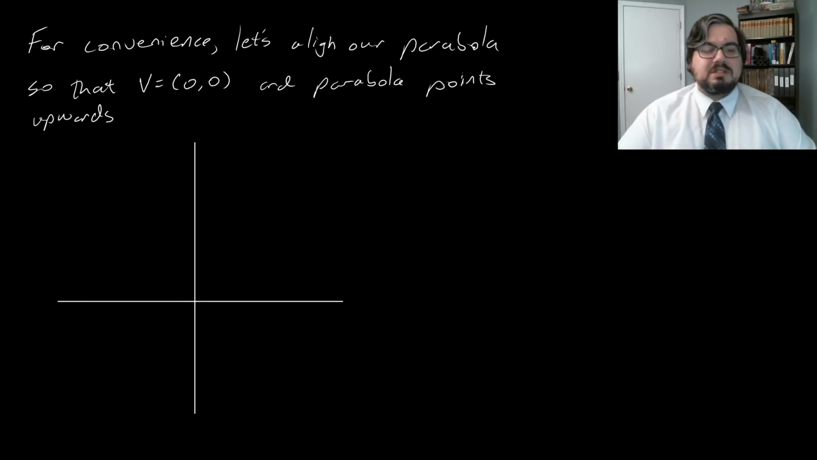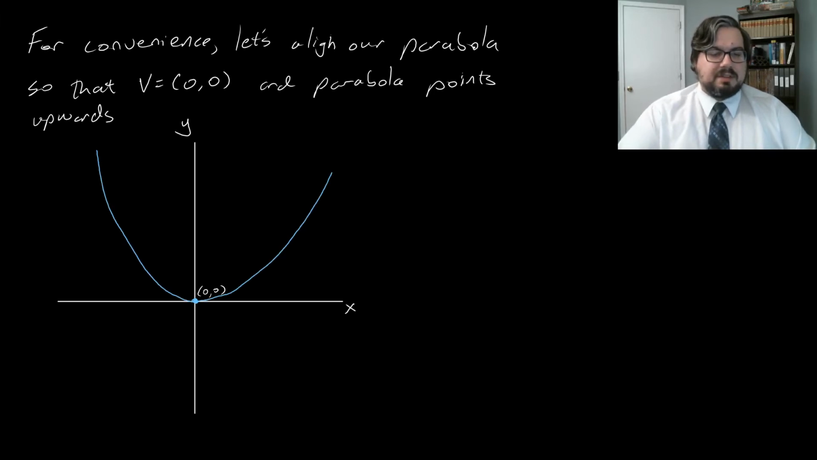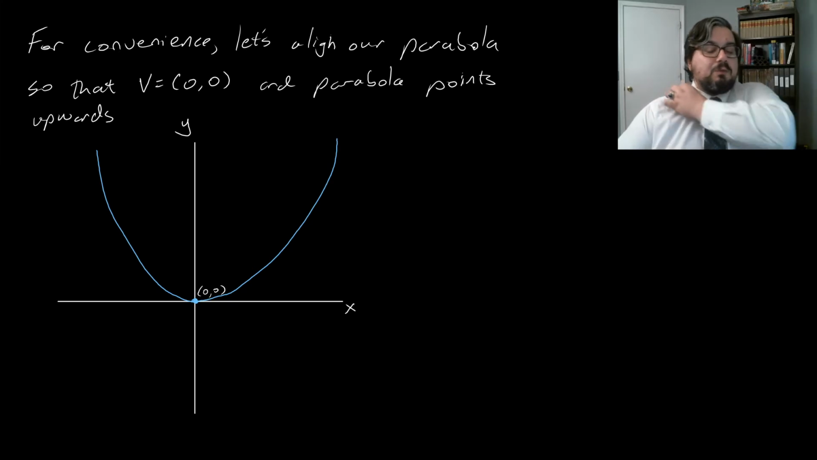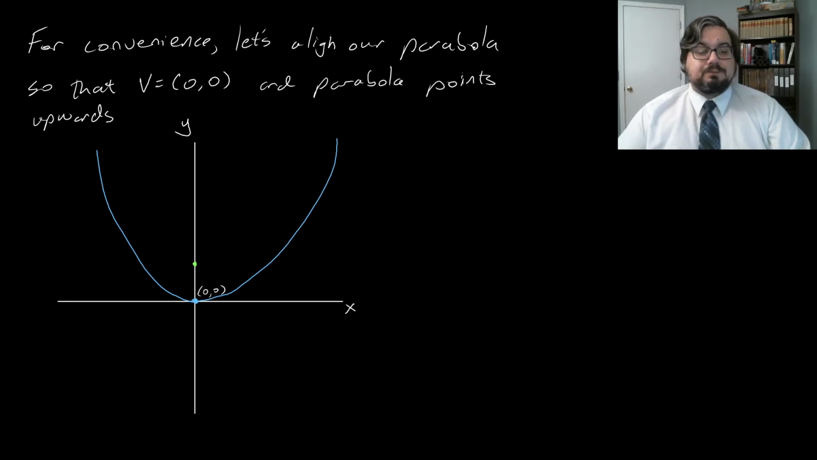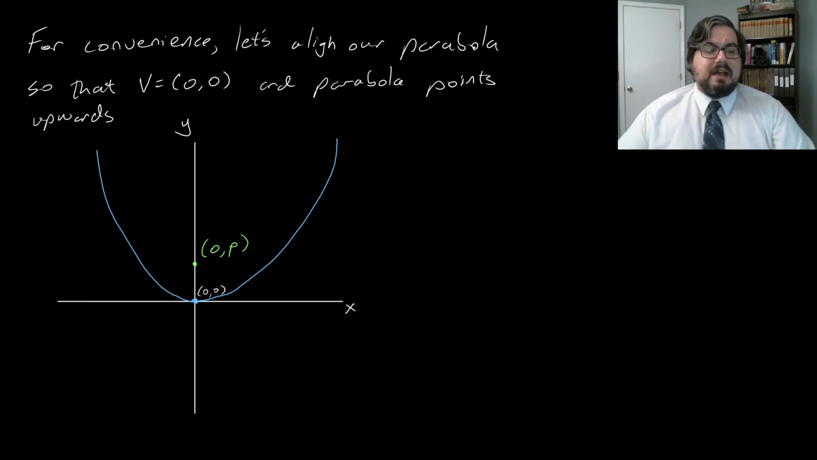So we'll put ourselves on the XY plane. We want to set things up so that the vertex is here at the point 0, 0, and it's opening upwards like this. And if we do this, then the focus is going to be a point somewhere on the y-axis. Now we're going to go ahead and give that point the coordinates 0, p.